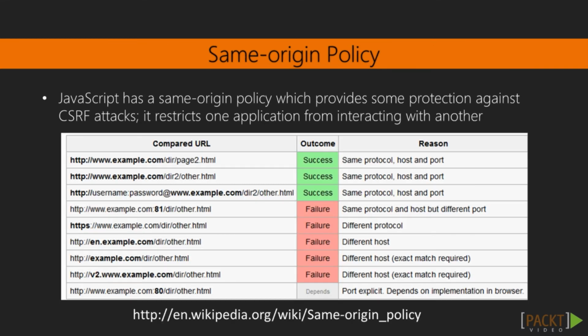So JavaScript has the same origin policy. There's more than one. In this instance, I'm going to be talking about same origin policy because it helps protect against CSRF attacks. It restricts one application from interacting with another. So here I've given a nice little table and a Wikipedia reference from the page of this image, but what I'm saying is that JavaScript helps us against CSRF attacks because the tokens that I'm about to show, that defense mechanism, the tokens can't be read because of this same origin policy.